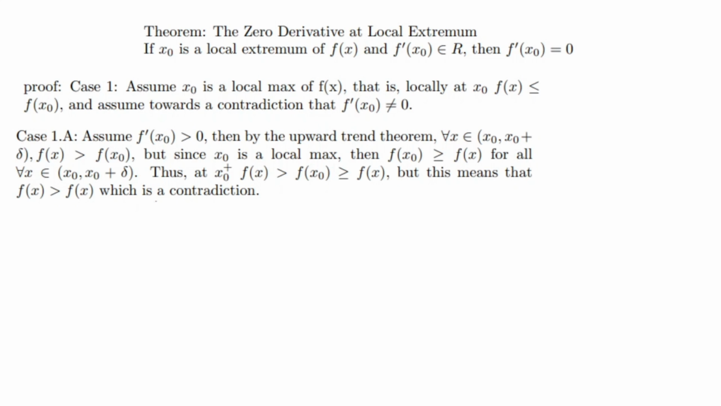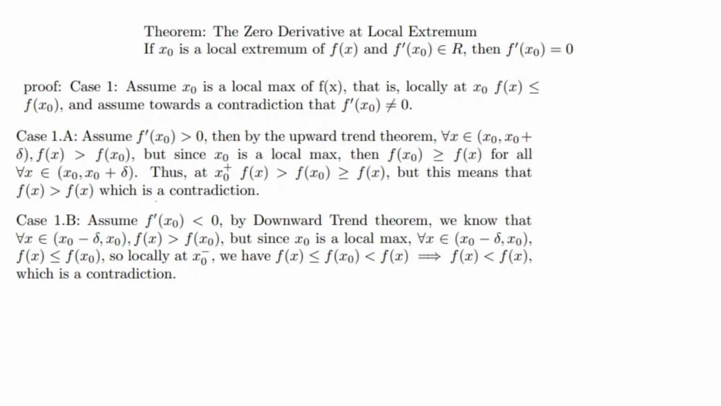But since x naught is a local maximum, then f of x naught is greater than or equal to f of x for all x in that delta neighborhood. Thus, locally at x naught plus, f of x has to be greater than f of x naught, which is greater than or equal to f of x. But this means that f of x is greater than f of x, and that's a contradiction. So it can't be positive.